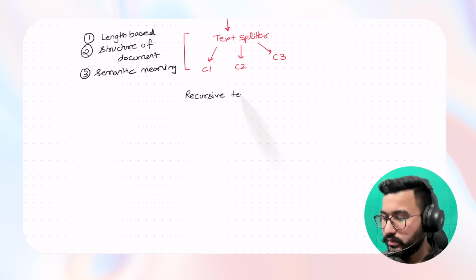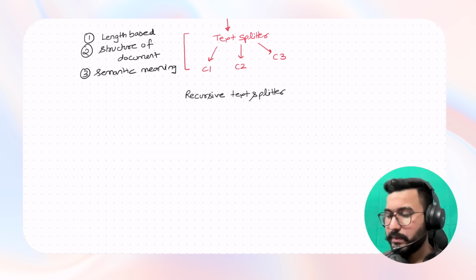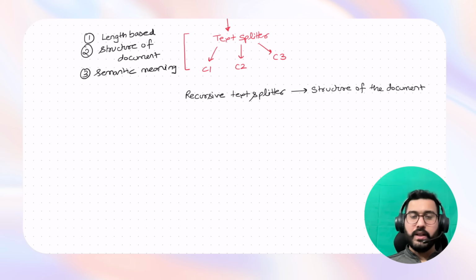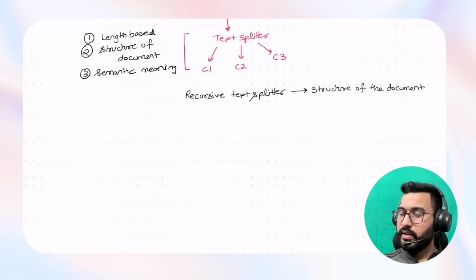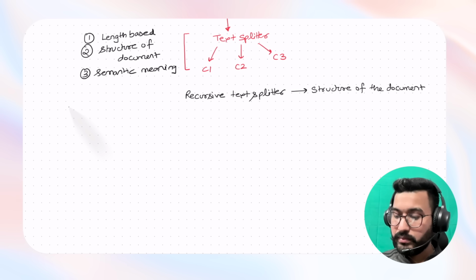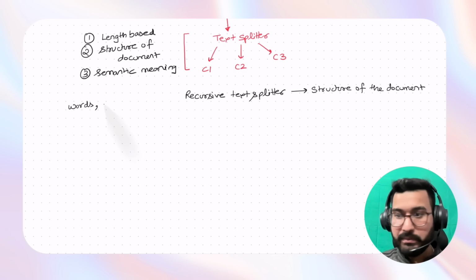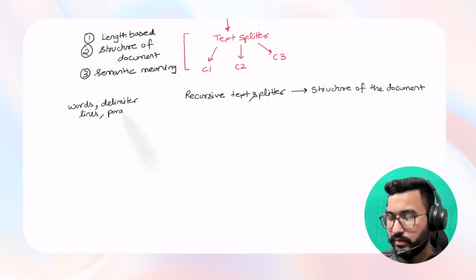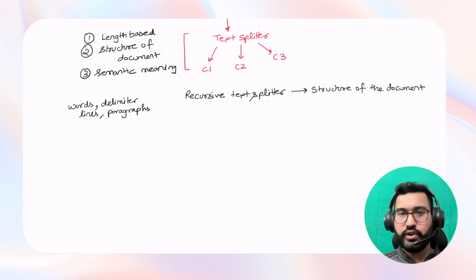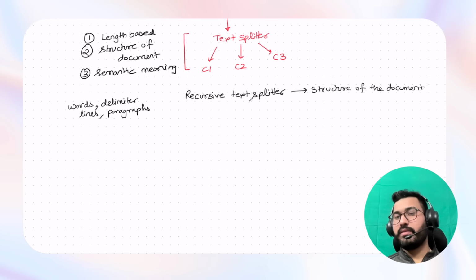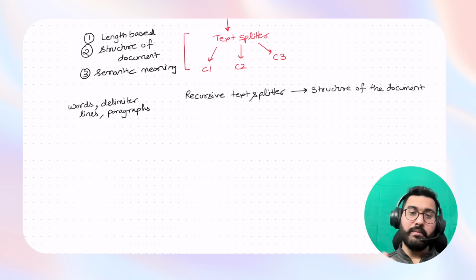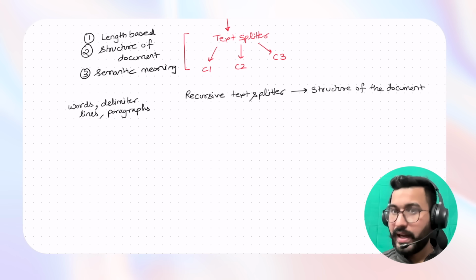The recursive text splitter is basically a splitter which is based on the structure of the document. Whenever you create a document, you create it based on some words, some delimiters, then some lines, some paragraphs. This is basically the structure you follow logically to create a document or, let's say, a text. Recursive text splitter also tries to follow the same structure. It will not break on a particular character, it will not break on a particular line, it will follow a hierarchy, and you need to define the hierarchy.